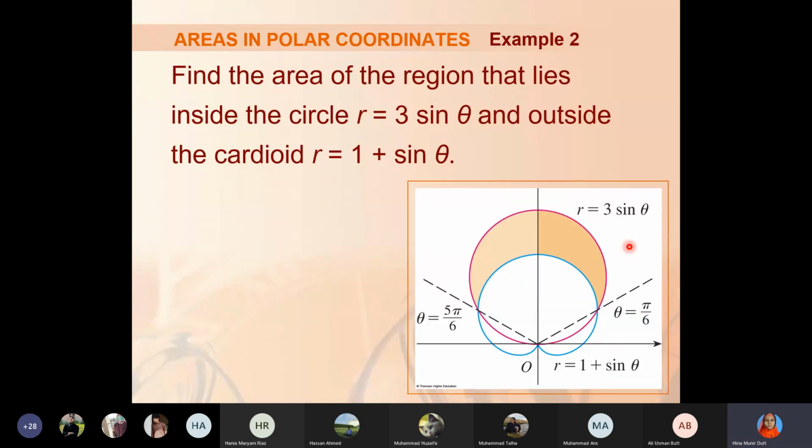Let's apply it to this example. Find the area of the region that lies inside the curve r is equal to 3 sine theta and outside the cardioid r is equal to 1 plus sine theta.